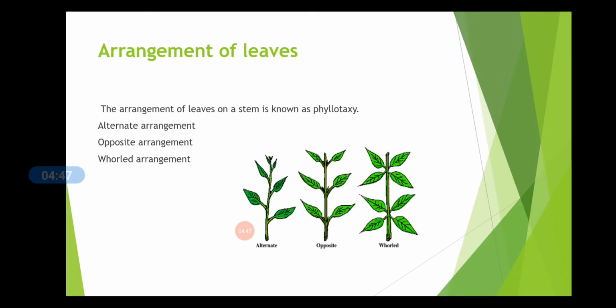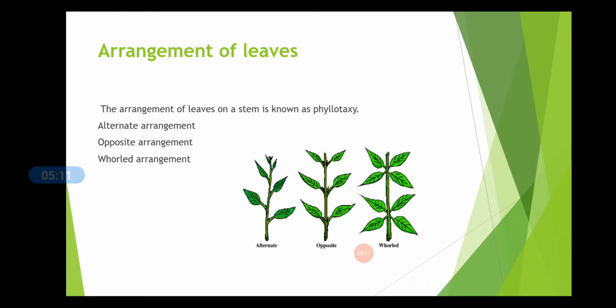Now, arrangement of leaves. The arrangement of leaves on a stem is different in different plants. Now, we call these arrangement of leaves on a stem as phyllotaxy. Look at the three different arrangements. First, the alternate arrangement. Second, the opposite arrangement. And third, the whorl arrangement.